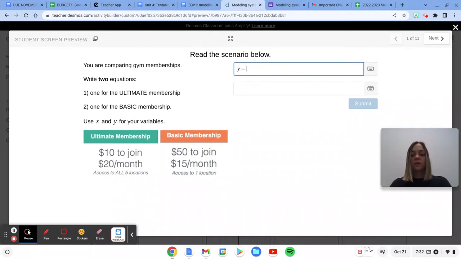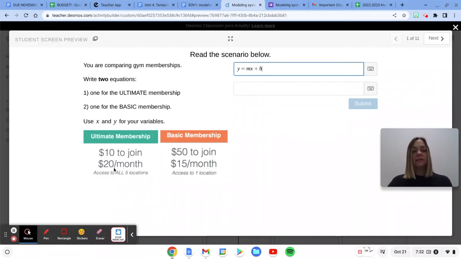So I know I'm going to be using y equals mx plus b, and I'm going to start with the ultimate membership. So I know that my slope is going to be some kind of recurring fee, something that might happen per a unit of time. And then my b value or my y-intercept is going to be my initial fee. I only pay it once and it doesn't change. So it's $10 to join plus $20 per month, and you have access to all 5 locations.